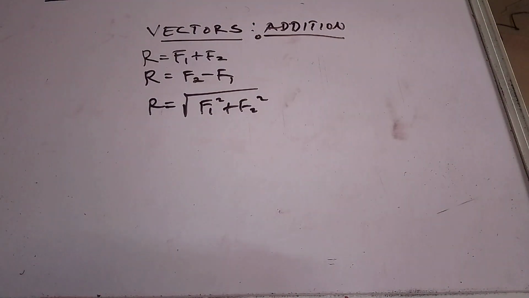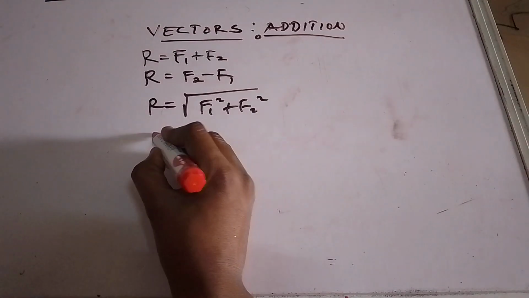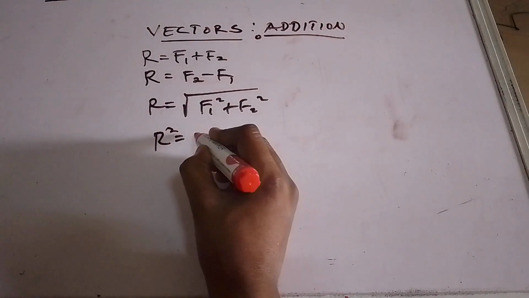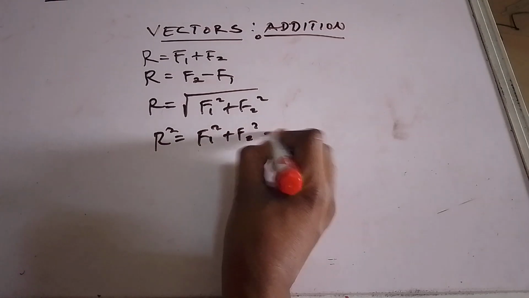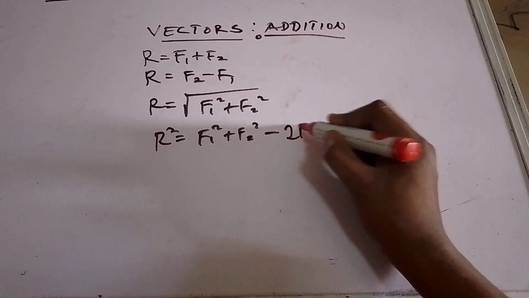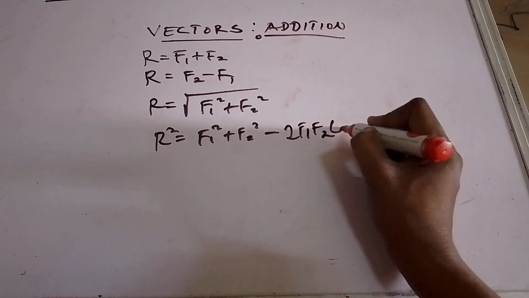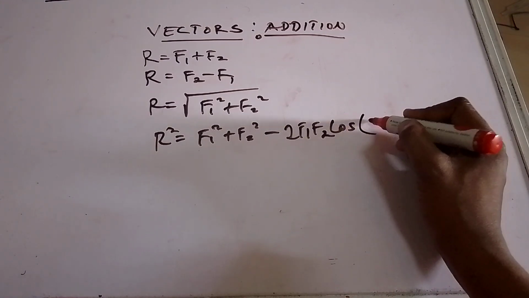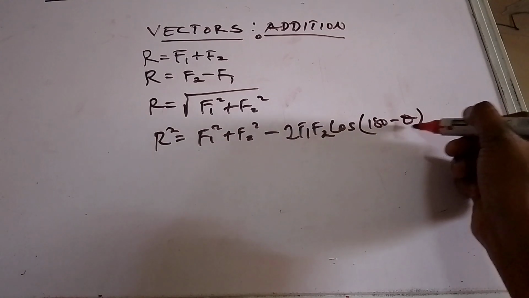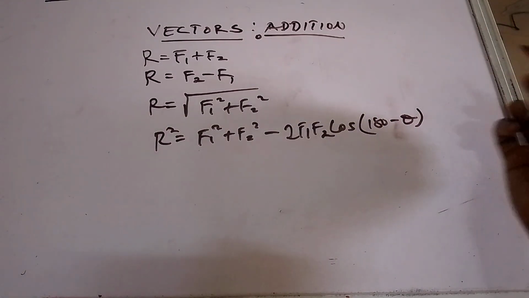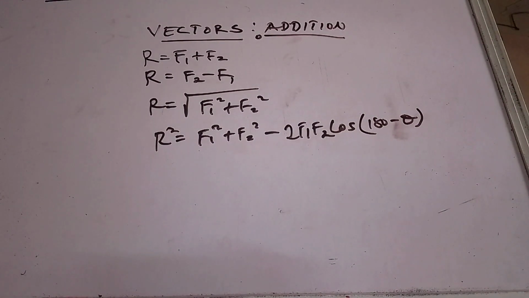And we said that if the vectors are now acting at angle theta to each other, we use the parallelogram law, which is R square equals F1 square plus F2 square minus 2 F1 F2 cos of 180 minus theta, whereby this theta is the angle between the two forces acting together. So today let's proceed from where we stopped in the last class.